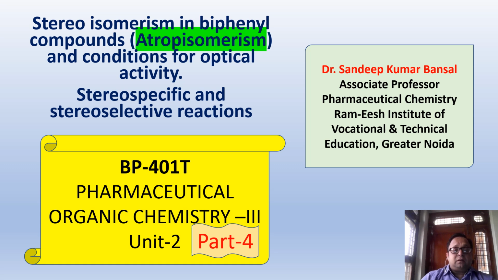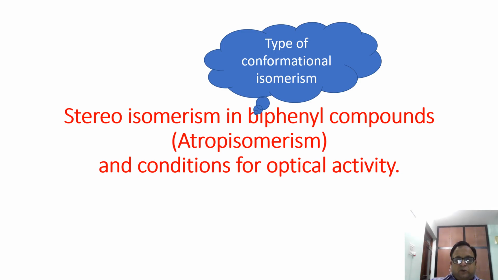In the next section of this discussion, we will discuss stereospecific and stereoselective reactions. We will also focus on the differences between stereospecific and stereoselective reactions. Stereoisomerism in biphenyl compounds is a typical example of conformational isomerism.